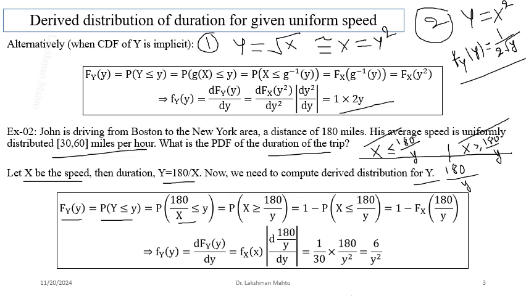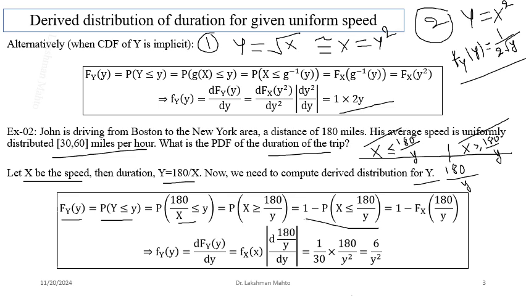1 minus. So that's why I have taken here. Probability that x is observed value greater than or equal to 180 by y is equal to 1 minus probability that x is observed value less than or equal to 180 by y. I think this derivation might be clear to everyone. Okay. And what does it talk about?